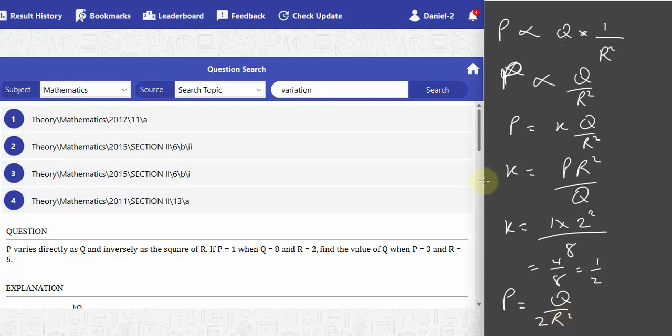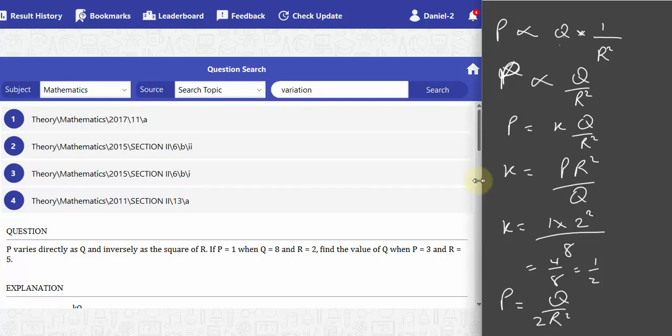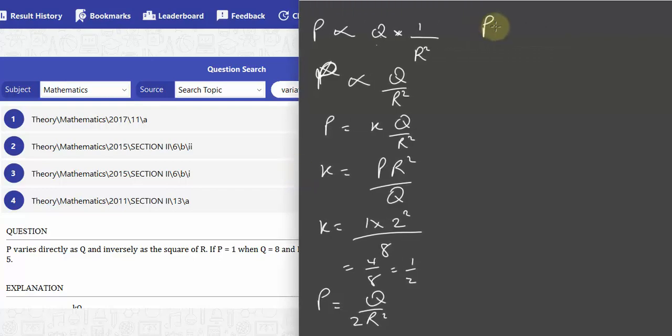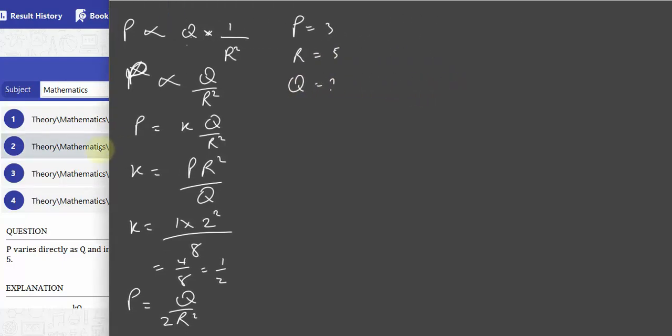So the question now says, we should find the value of Q when P is 3 and R is 5. So when P is 3 and R is 5, the question says we should look for the value of Q. So how do we look for the value of Q? Now that we've gotten the formula, the final formula that has the constant solved, you can look for the value of any of the variables. So let's plug in the values of P and R and let's solve for Q.